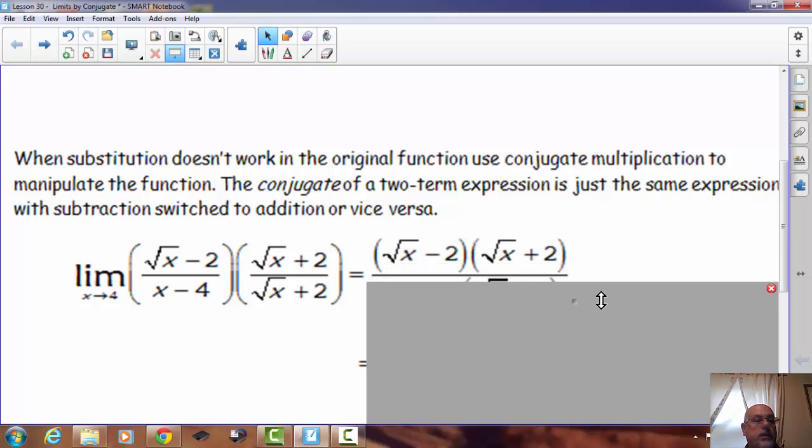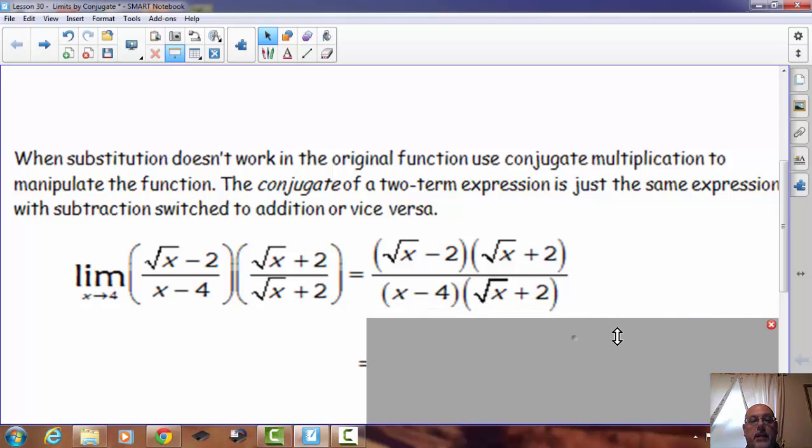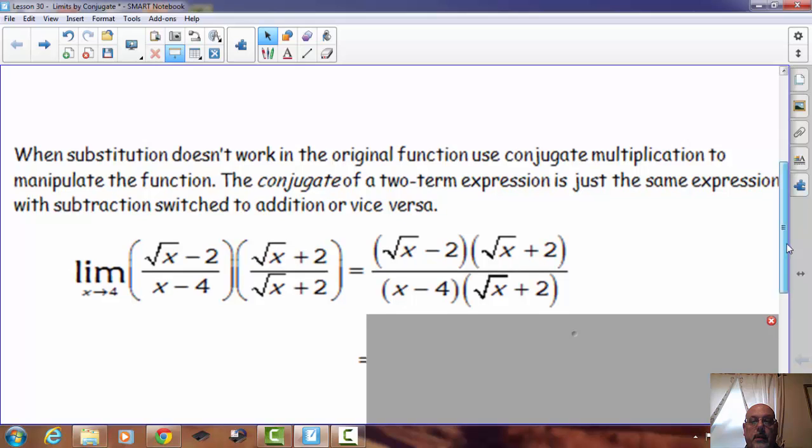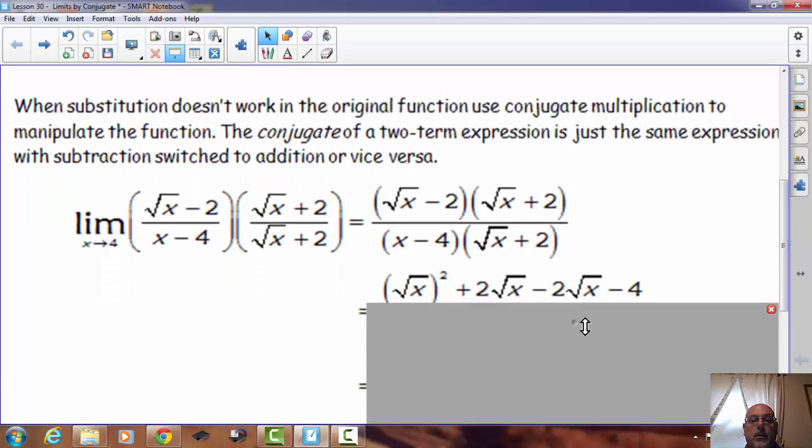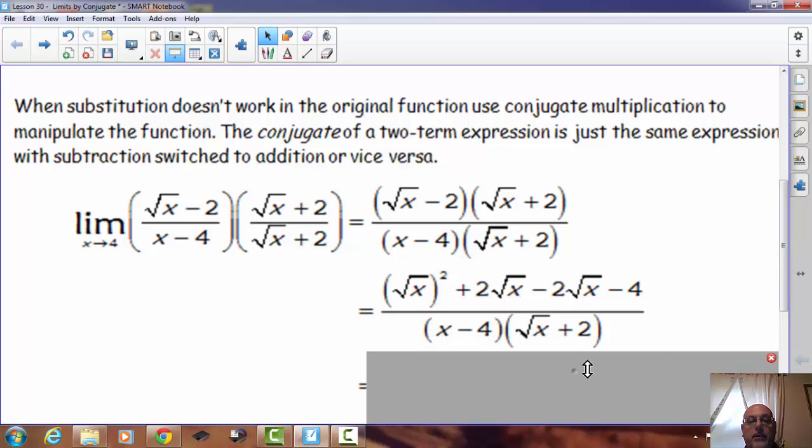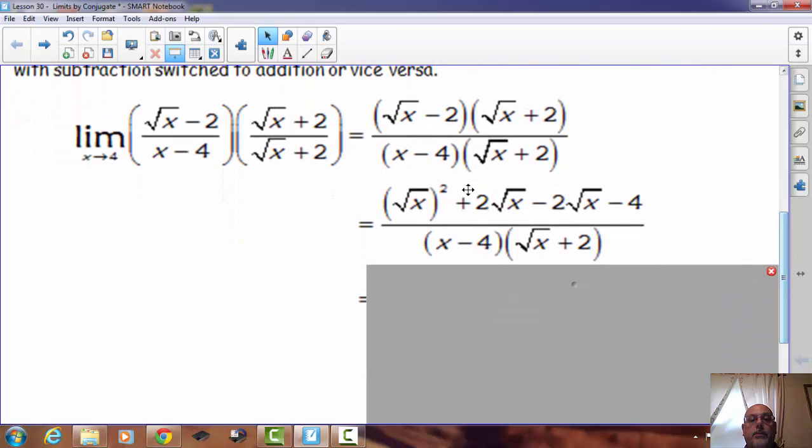When we do the multiplication, your numerator is square root of x minus 2 times the square root of x plus 2, and the denominator is x minus 4 over square root of x plus 2. So we multiply out the terms in the numerator. Square root of x times square root of x, plus 2 radical x minus 2 radical x. So if you notice what happens here, they'll cancel out. And negative 2 times 2 is negative 4. And the denominator, don't multiply it out. Just leave it as those two binomials, and you'll see why in a second. So please don't multiply them out.